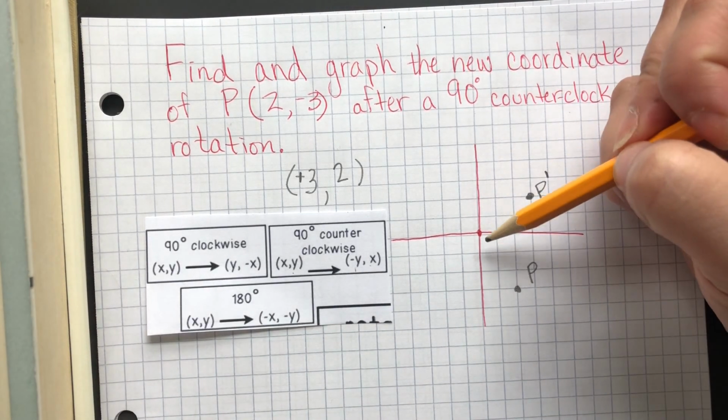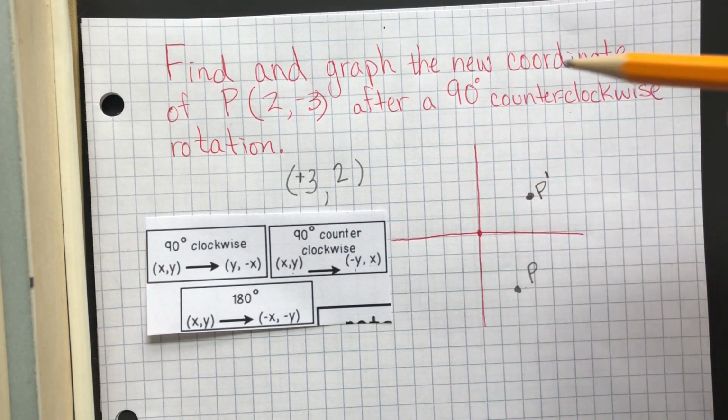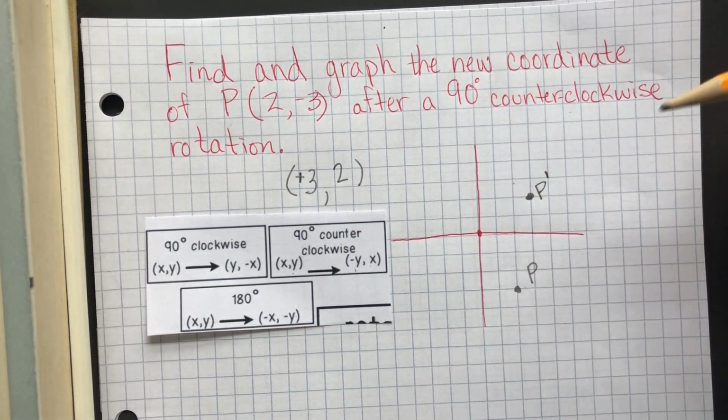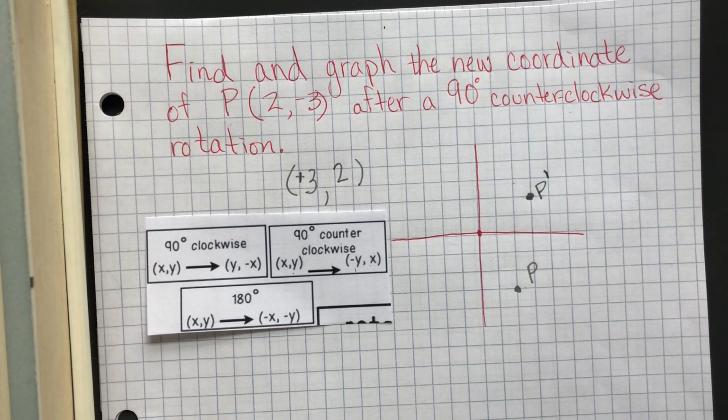So this has to make sense too. We started here. Counterclockwise, again, is the opposite way of the clock. 90 degrees means you're going from one coordinate to the next one. And that looks reasonable to me. So we're going to move on to the next one.